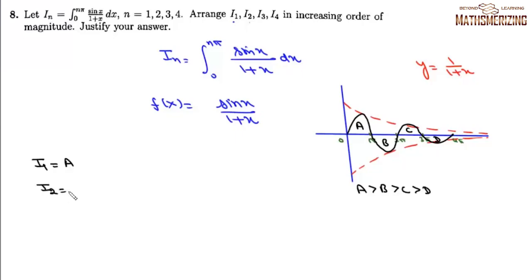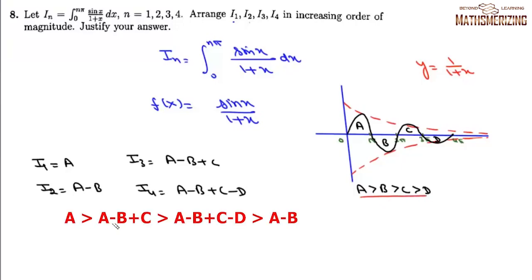Now I2 will be simply A, and then since this part lies below the x-axis, this integral will be A minus B. I3 will be A minus B plus C, and I4 will be A minus B plus C minus D. Now since A is greater than B, which is greater than C, which is greater than D, we can say A will be greater than A minus B plus C, and it will be greater than A minus B plus C minus D, and it will be greater than A minus B.